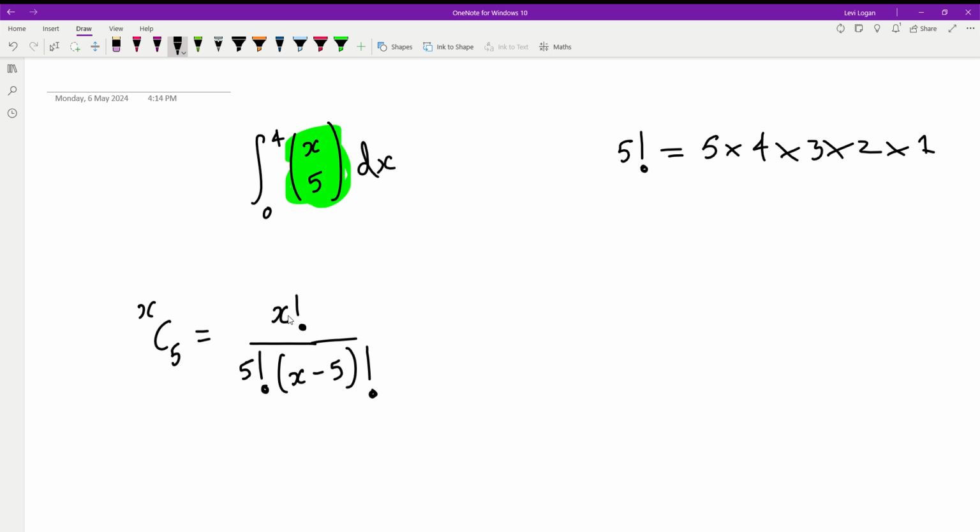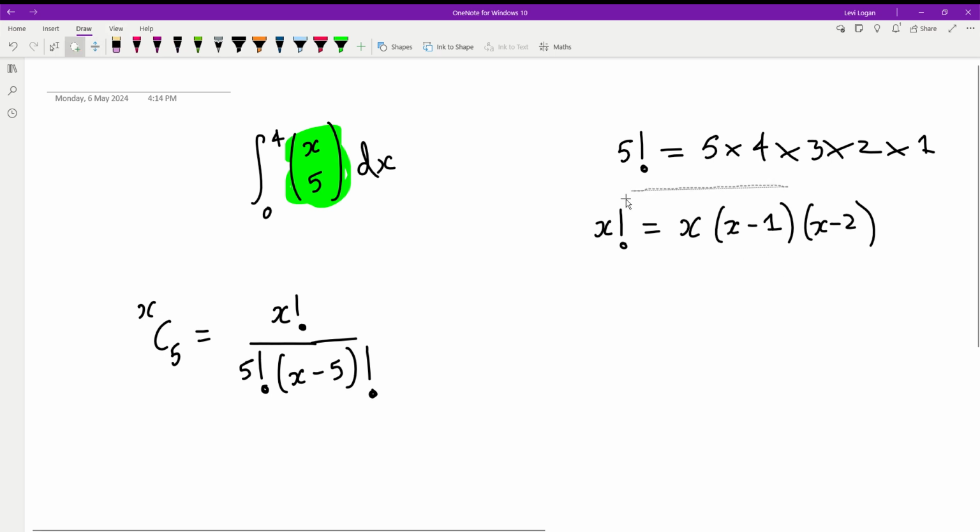So we can do the exact same thing with x. x factorial would be x times x minus 1. So the number after x; in this situation we had 5, and the number after that would be 4. Now it has to be discrete, so we're just assuming minus 1. So x times x minus 1 times x minus 2, and you can keep doing this if you wanted to.